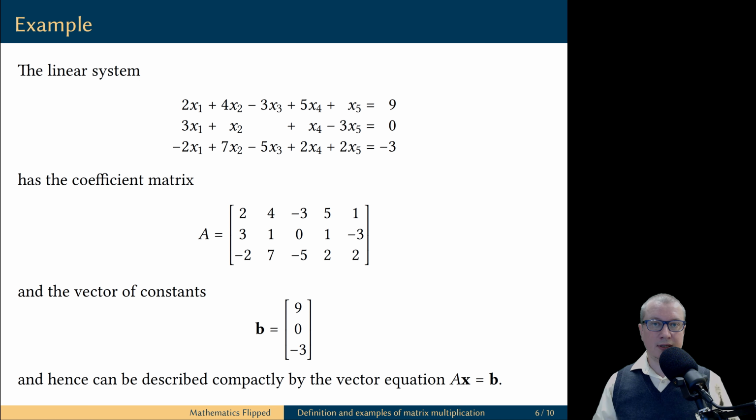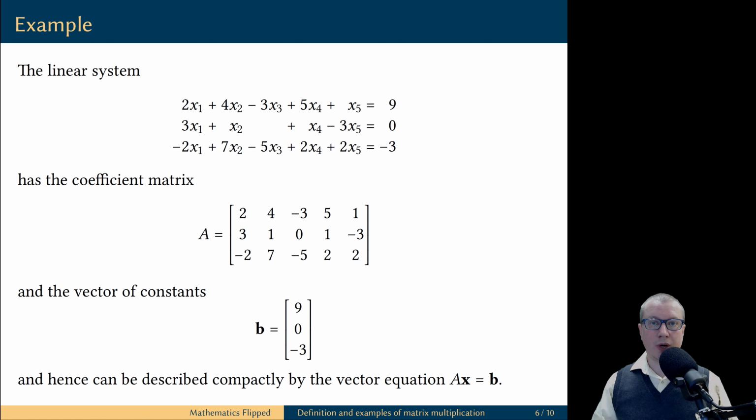Here's an example of the advantage of using this notation. Let's say we have a linear system with 3 equations and 5 variables. We can write its coefficient matrix A, which has size 3 by 5, and the vector of constants b, which is a vector of size 3. And now that we created notations for the coefficient matrix and the vector of constants, we can represent this whole linear system, which is that fairly big rectangular array, with a simple vector equation. Matrix A multiplied by the vector x is equal to the vector b.